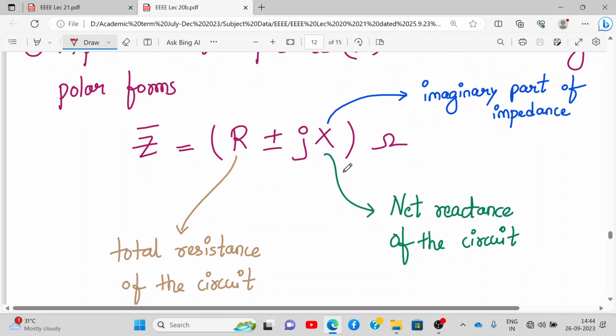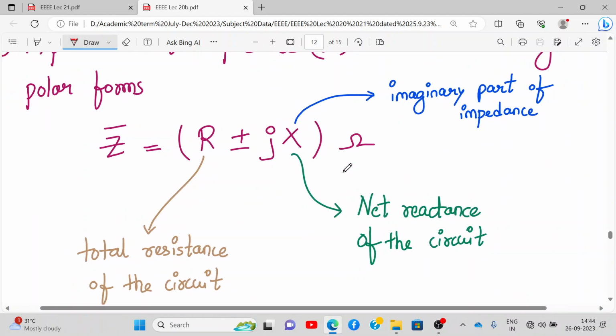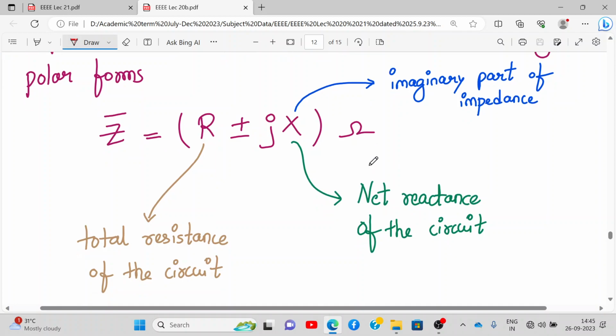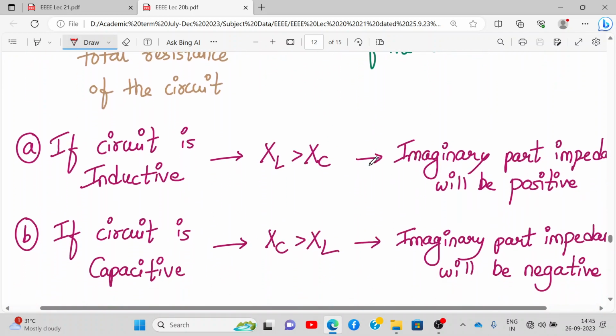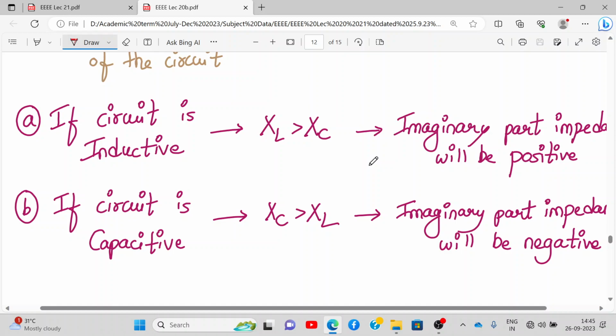So we need to express Z in the rectangular form. What is R? Total resistance of the circuit. What is X? Net reactance of the circuit. So you first express Z in the rectangular form, R plus or minus JX. Have you written it? Next, if the circuit is inductive, just listen now.